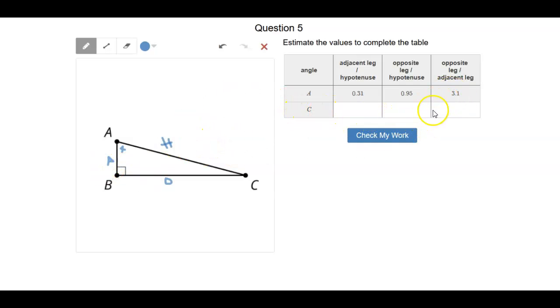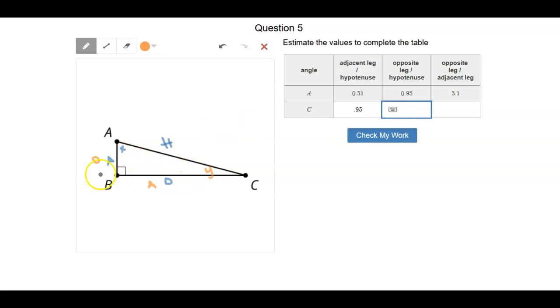So we have to figure out what these are for C. So if we switch where our angle is, so for example, if we use this one, the adjacent and the opposite are just going to switch places. So we're still using the same number, it's just that the adjacent of A is the opposite for C, excuse me. So the opposite here for A is actually the adjacent over here. So for C, this should be 0.95.